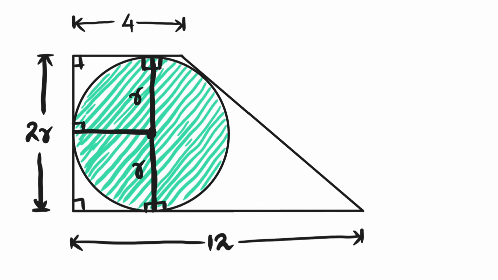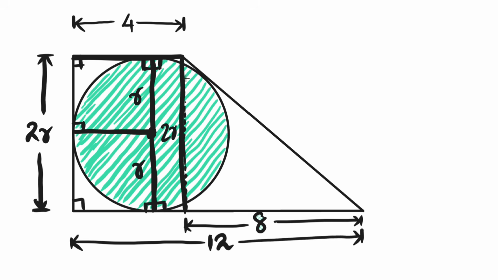Now I want to create a triangle that I can actually calculate with. The top side is 4 units long, while the entire bottom side is 12 units long. So the horizontal difference between those two lengths is 12 minus 4, which equals 8. That gives us a horizontal distance of 8 between the top right corner and the bottom right corner. Since the height of the figure is 2r, I can now think of the right-hand portion as a right triangle with one leg equal to 8 and the other leg equal to 2r.